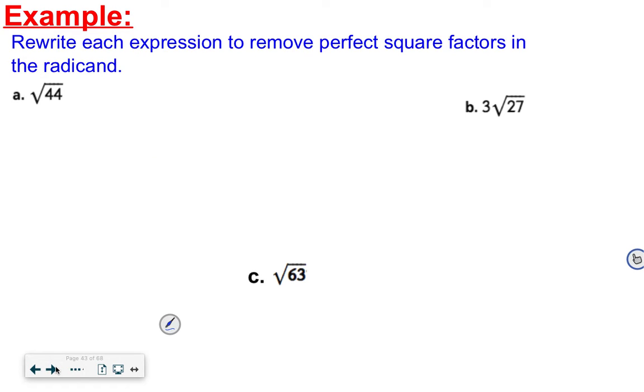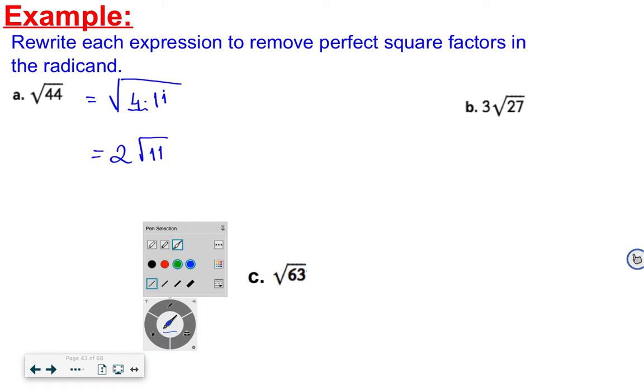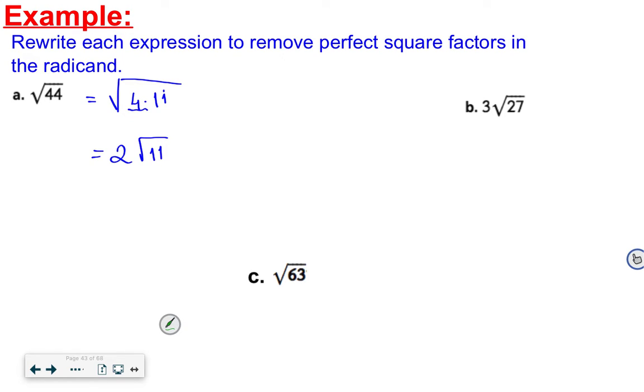Rewrite each expression to remove perfect square factors in the radical. Radical 44. What are the two factors? 4 times 11. Remember that one of the factors must be the greatest perfect square. How can you simplify the 4? How can you get the 4 out of the root? Is it 2, and leave the 11? 2 radical 11 is your answer.